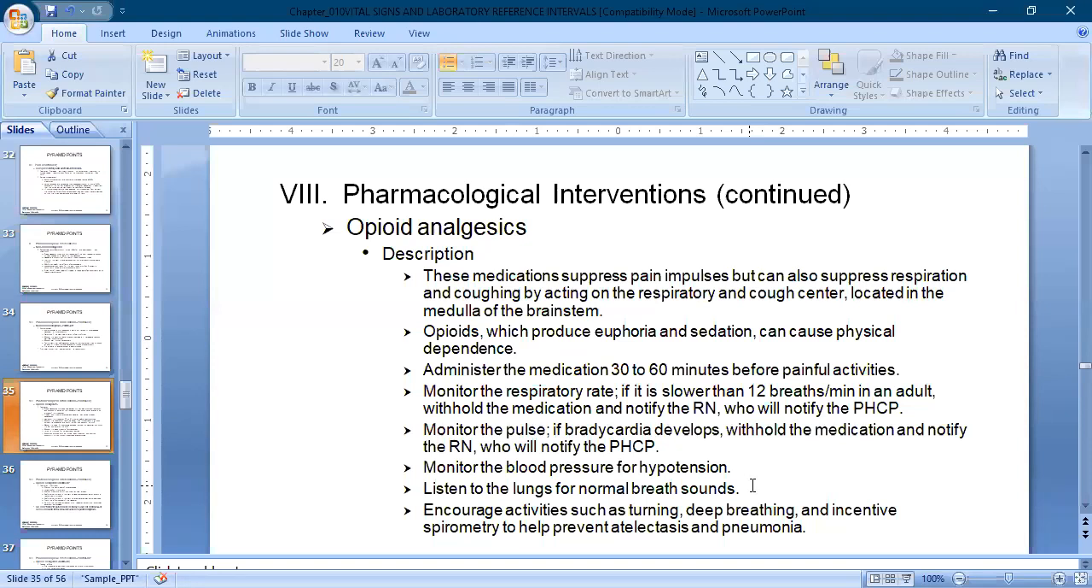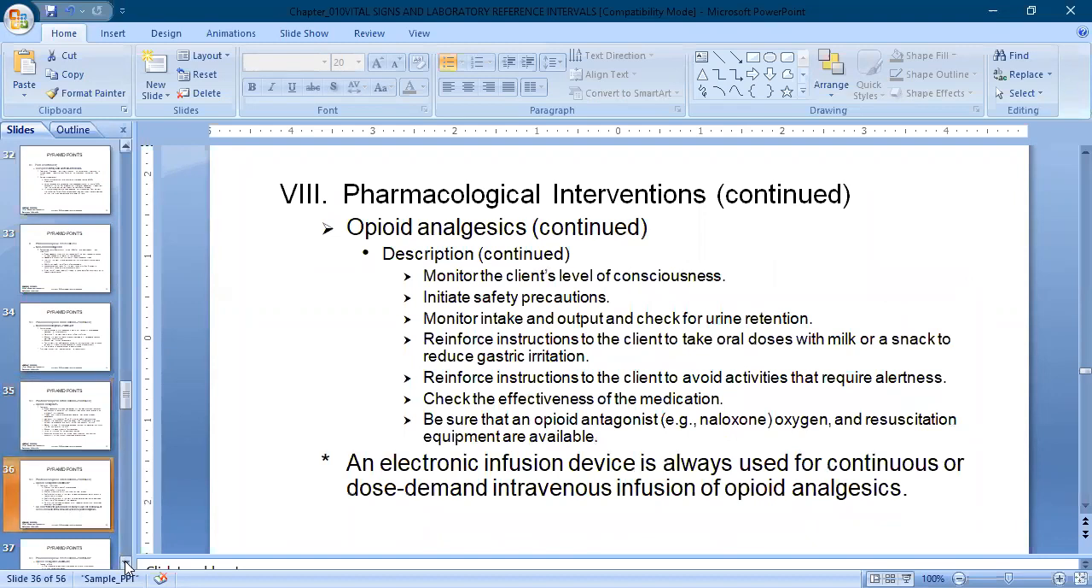If your patient has to take an opioid for pain, you have to educate them before or after medication: do not drive, and do not do anything that needs alertness, such as factory work or heavy machinery, right? Because this is dangerous for them. So now go next here.